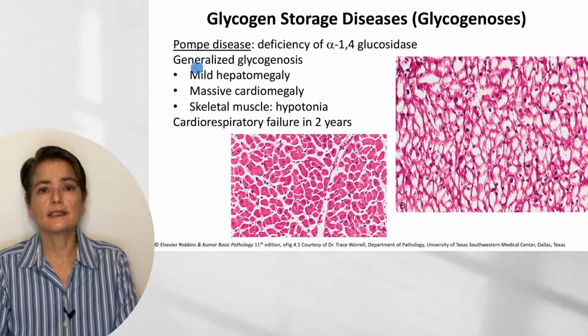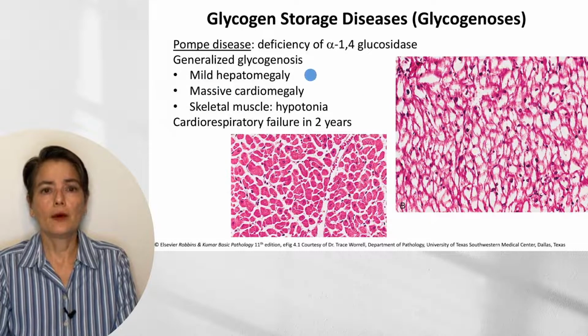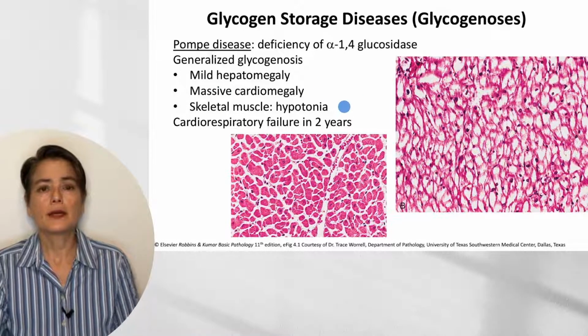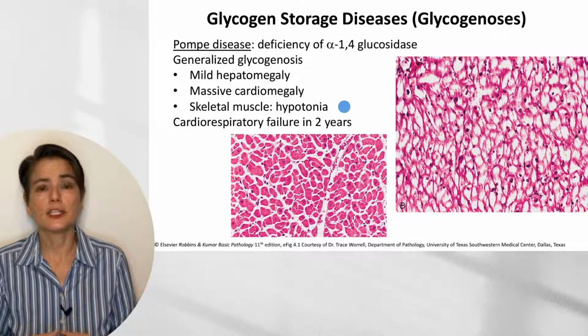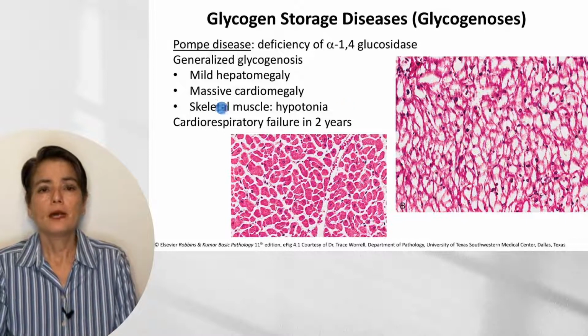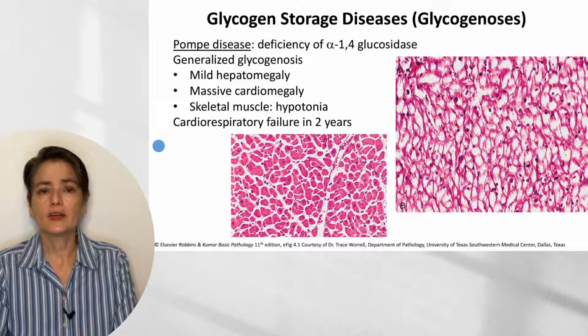So we get a generalized glycogenosis with some hepatomegaly, massive cardiomegaly, and some hypotonia, because these are all organ systems that either metabolize and generate glycogen or that use it as fuel. And patients with this disease tend to have cardiorespiratory failure by the age of 2.